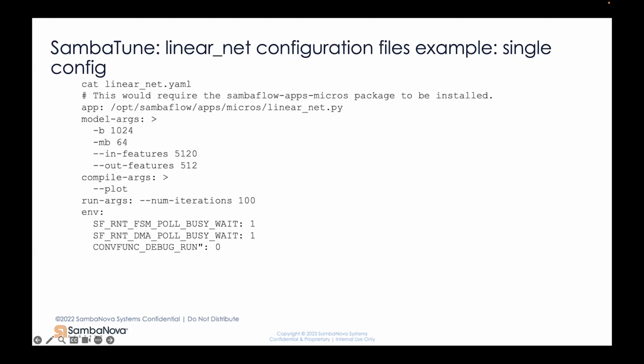Here, the main ones are your app, your model args, your compile args, and your run args. Pretty self-explanatory. We have our batch size, mini batch size, and in and out features for this linear net model. For the number of iterations, more often than not we just run it for 100 iterations. Once again, if one iteration of your model takes 5 days, we don't expect you to run 100 iterations. Obviously use your discretion there.